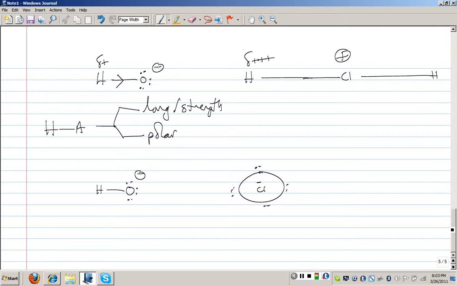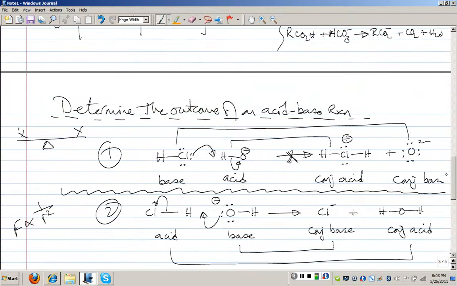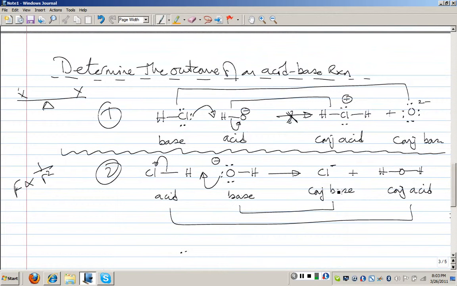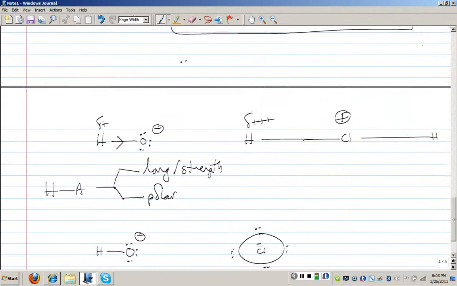If hydroxide is a stronger base than chloride, then the reaction will go, because the strong base gives rise to the weak base. So if hydroxide is a stronger base than chloride, it must mean that HCl is a stronger acid than water. It must mean that HCl is a stronger acid than water. Let's make sure that's true.